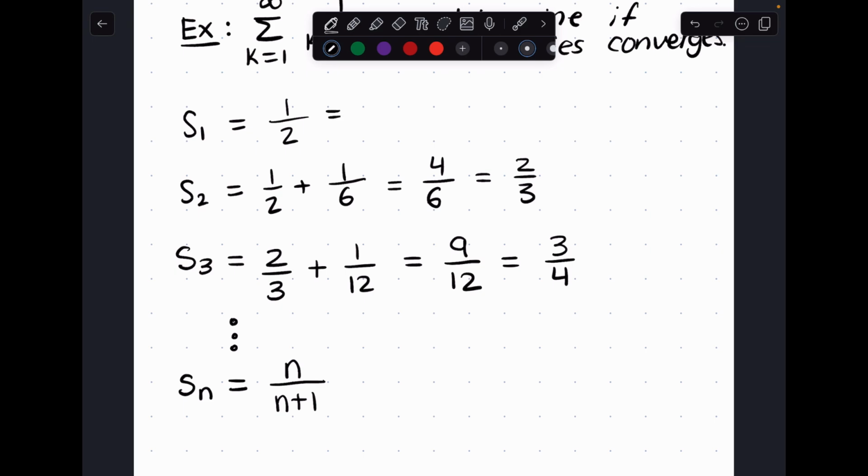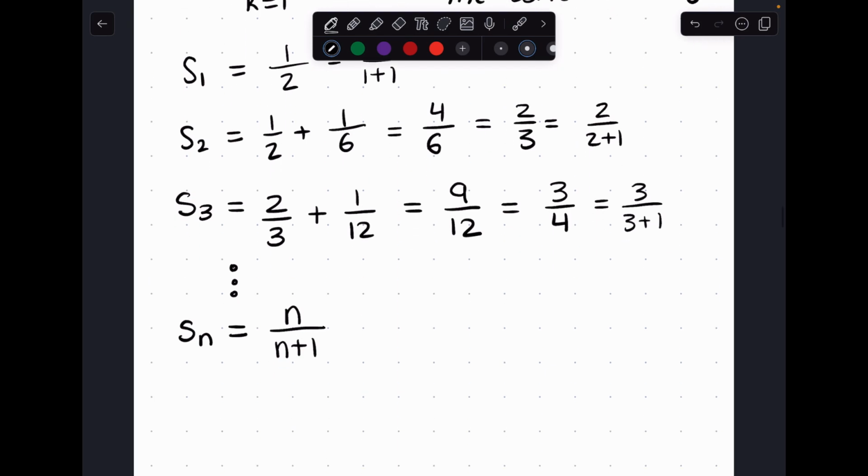Notice this 1/2 is 1 over 1 plus 1. This is 2 over 2 plus 1. This one's 3 over 3 plus 1. There's this pattern that we've established. You could do S4 and S5 and double check that it's working.